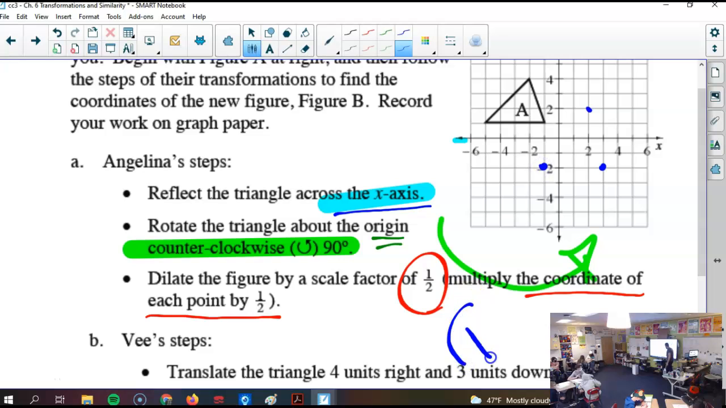We would write this X. How do we write moving the triangle right 4 units and down 3? That's something else. X plus 4, Y minus 3, or you could say plus negative 3.